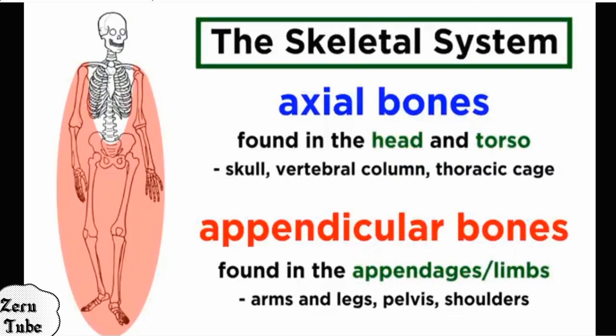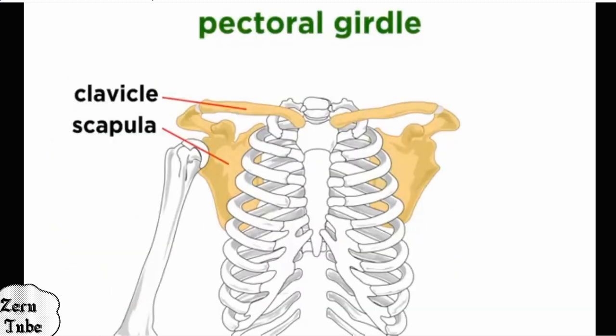Let us see the appendicular bone. The appendicular bone is the bone of the limb, which includes arm and leg bones, pelvic bone, and shoulder bone. እነዚህ appendicular bone እንላቸዋለን። ስለዚህ let us start from pectoral girdle.